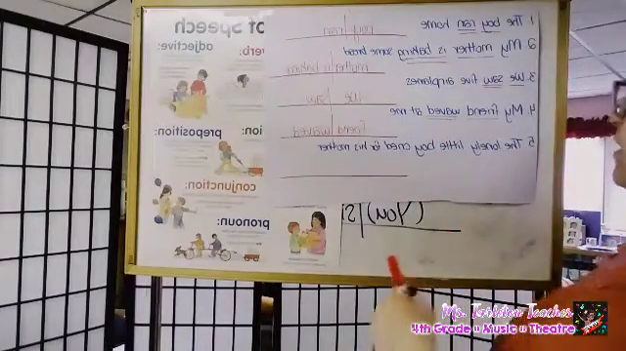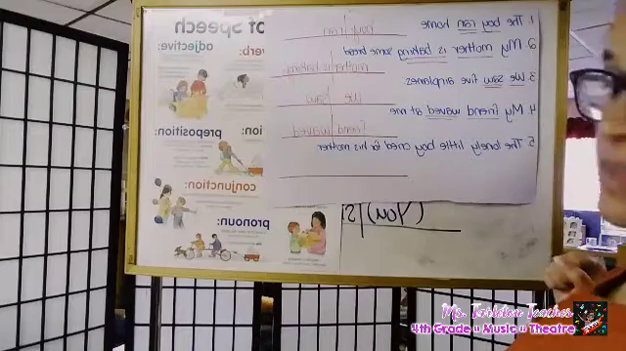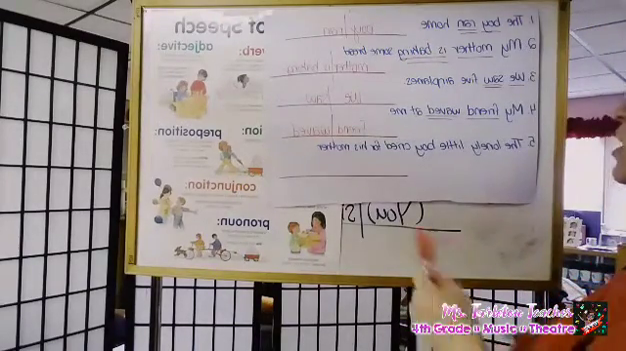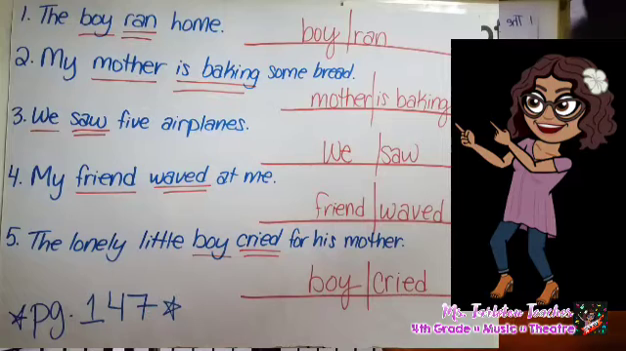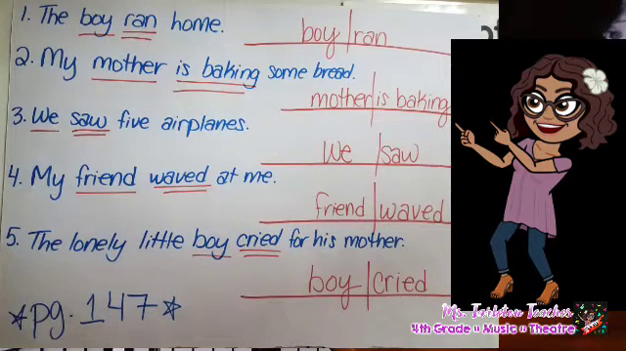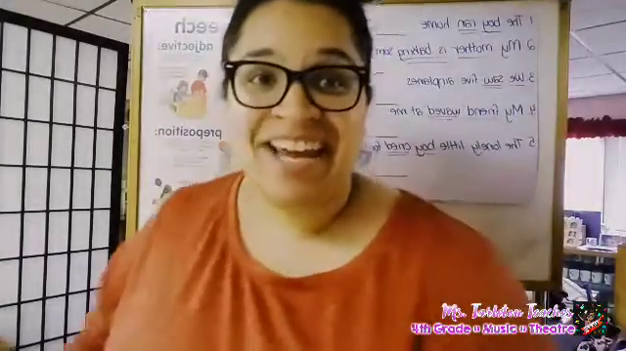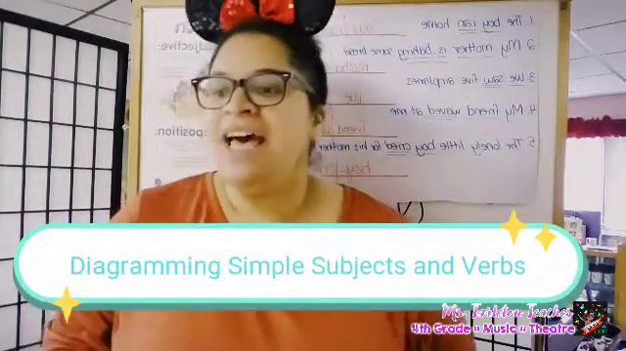And number 5, the lonely little boy cried for his mother. It's a long sentence. Well, I see a verb right here, cried, past tense of cry, and we want to ask ourselves who cried. Simple subject, boy cried. I know he's lonely and he's little, but I just want to know boy cried. So again, that's a quick overview on diagramming simple subjects and verbs in our language book.